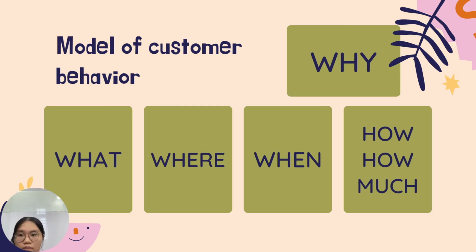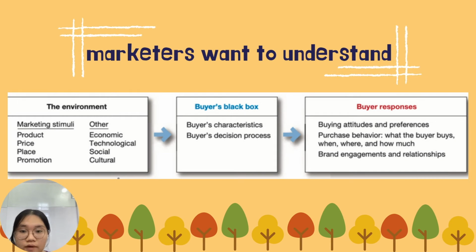Companies research customer buying decisions in great detail to answer questions about what customers buy, where they buy, when they buy, how and how much they buy. But it is hard to understand why customers buy. So, marketers have to answer the question: how do customers respond to various marketing efforts the company might use? Because of this, marketers want to understand how the stimuli are changed into response inside the customer black box, including the buyer's characteristics and buyer decision process.